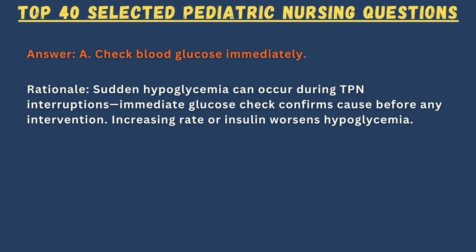Rationale. Sudden hypoglycemia can occur during TPN interruptions. Immediate glucose check confirms cause before any intervention. Increasing rate or insulin worsens hypoglycemia.